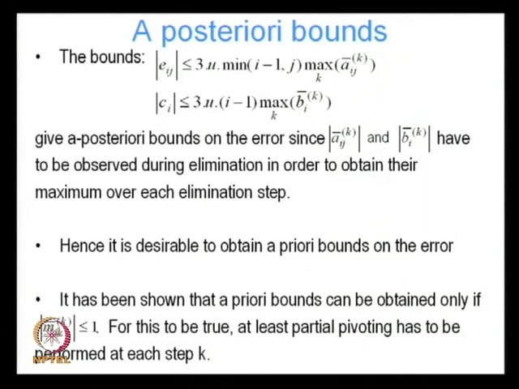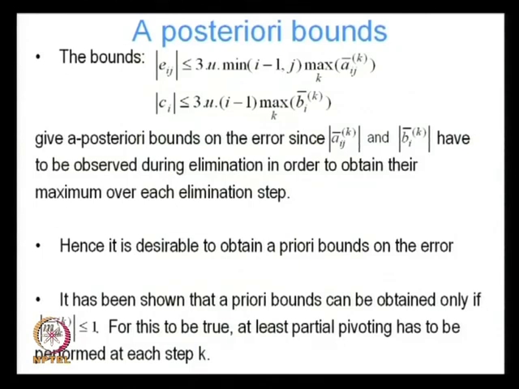So, let us look again at those bounds. Mod of Eij is less than or equal to 3 times the machine precision u times the minimum of i minus 1, j, times the maximum of a bar ijk over all the iterations k. Similarly, mod of Ci is less than or equal to 3 times machine precision u times i minus 1 times the maximum of b bar ik over all the iterations k.